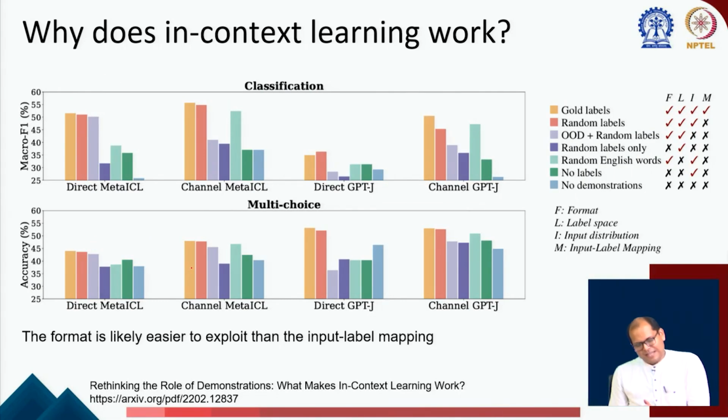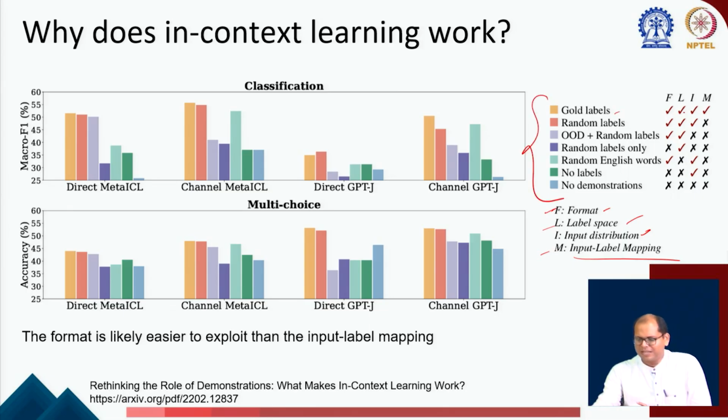Now, there are more details in the paper, but they tried one experiment on why it actually works. They said there may be four things. One is the format, the input-output format. Then the label space, where you give the actual labels, positive, negative, neutral for sentiment and so on. Then the input distribution, and then the input-label mapping being correct. Which of these is more important is what they wanted to find out. So they tried multiple variations.